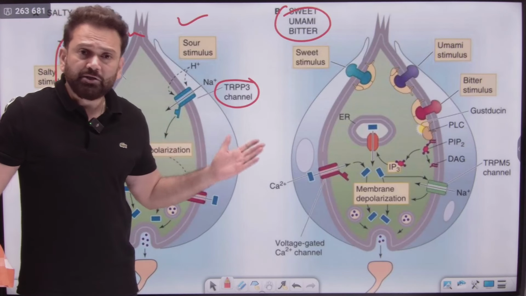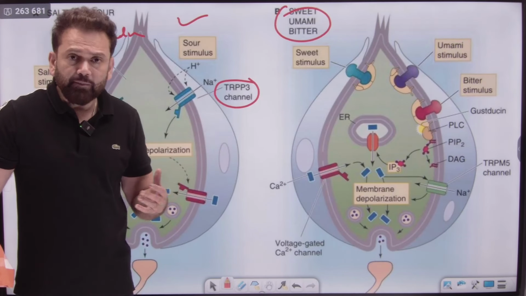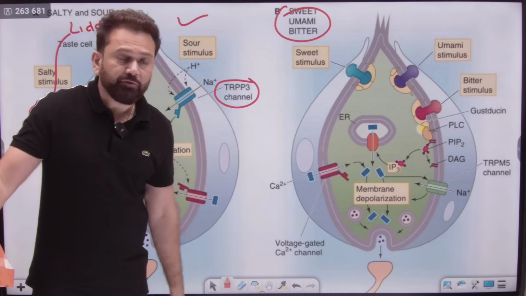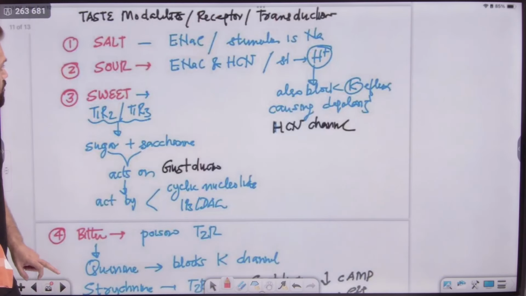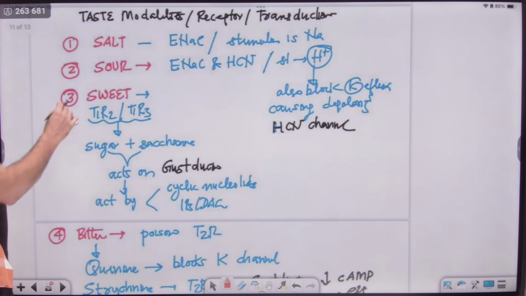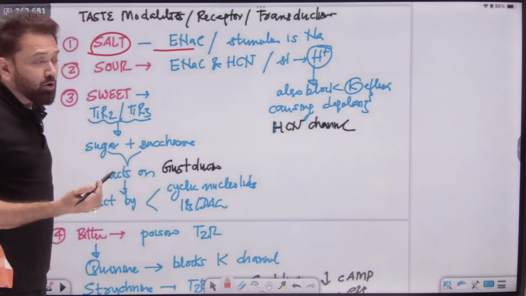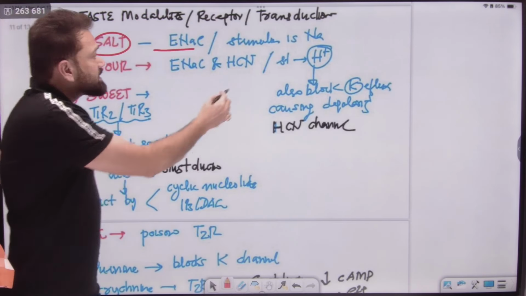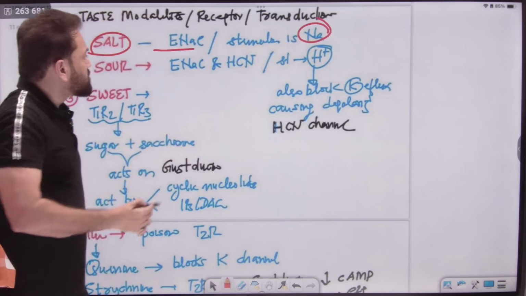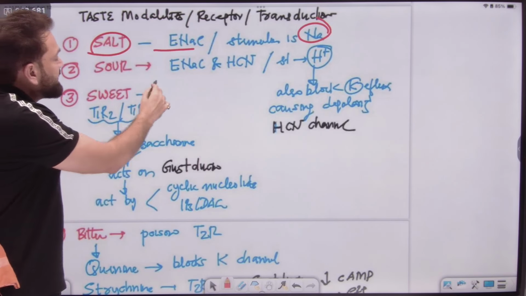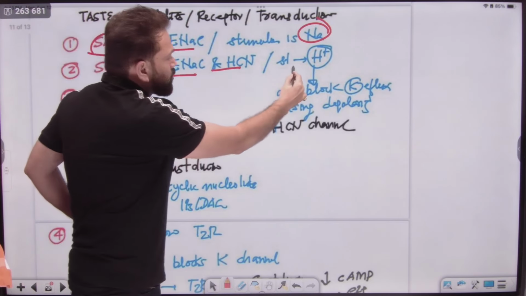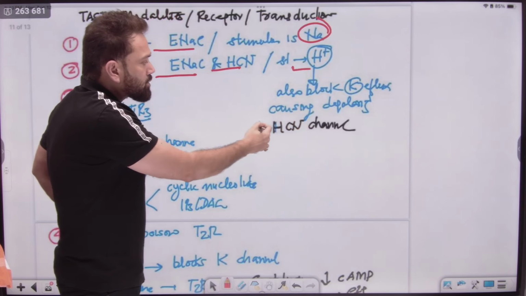It can be IP3, DAG. It can be cyclic AMP, protein kinase A. It is a long discussion we have done already. So now taste salt by ENaC. It is again from my notes from DocTutorials. You can see the stimulus is sodium. For sour, ENaC and SCN, sometimes protons also block potassium efflux causing depolarization.